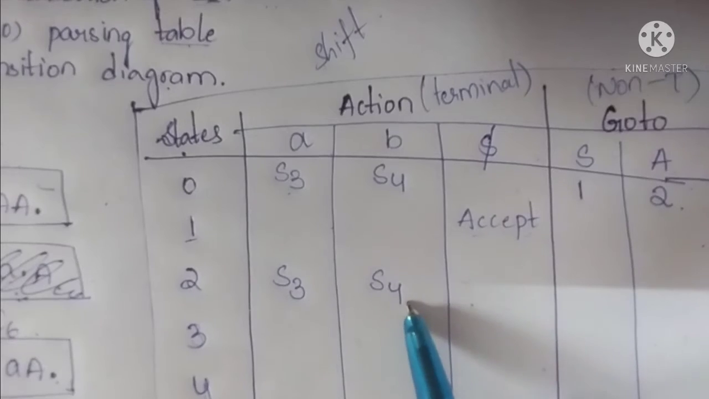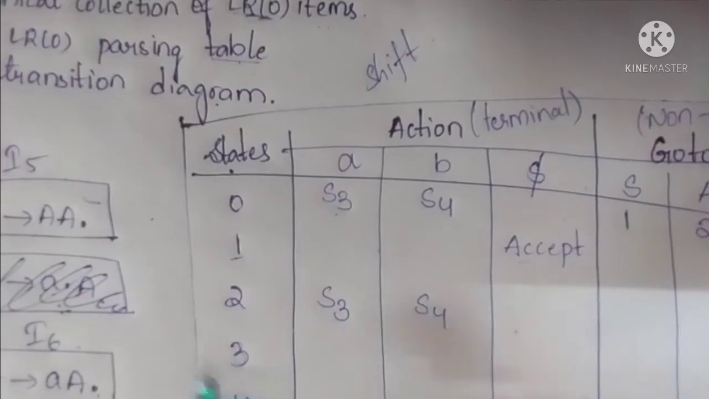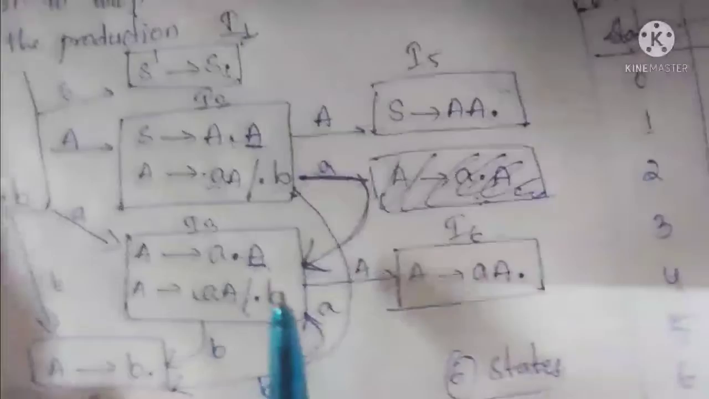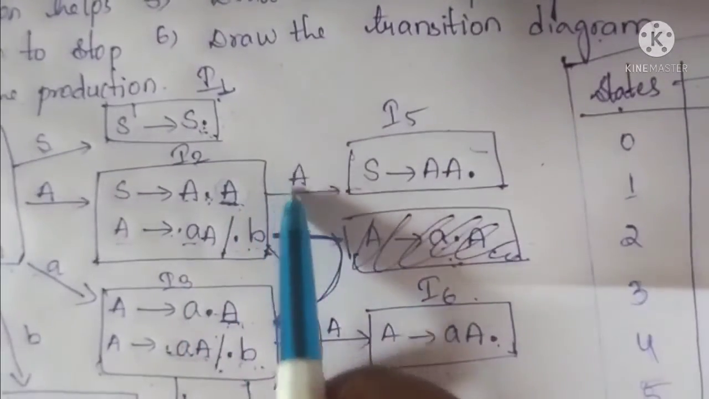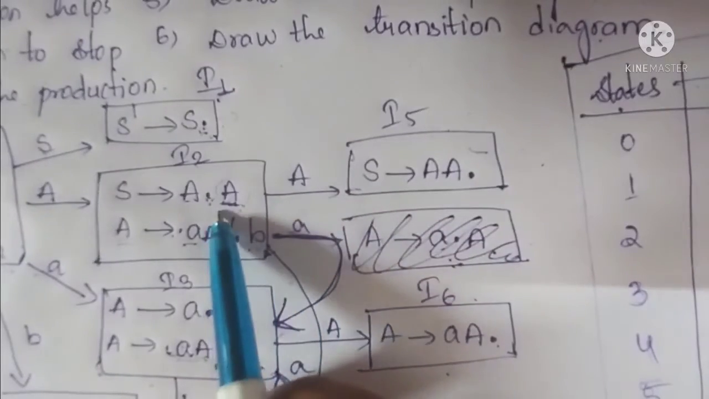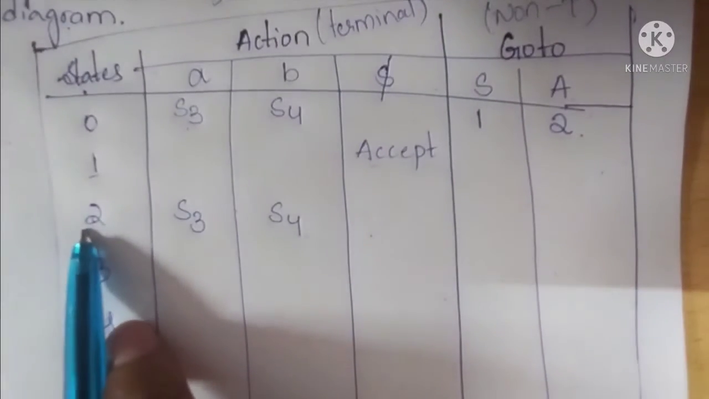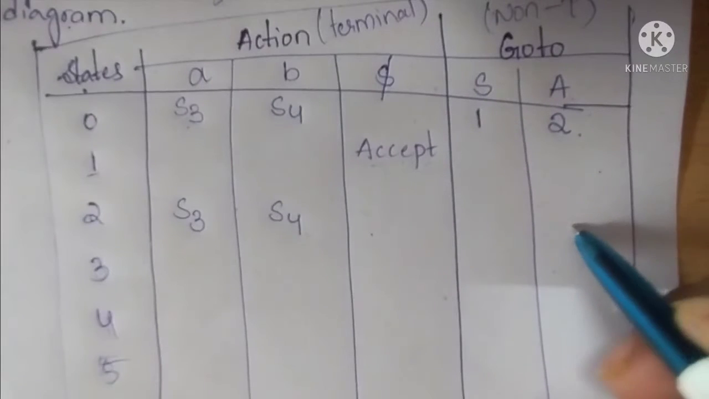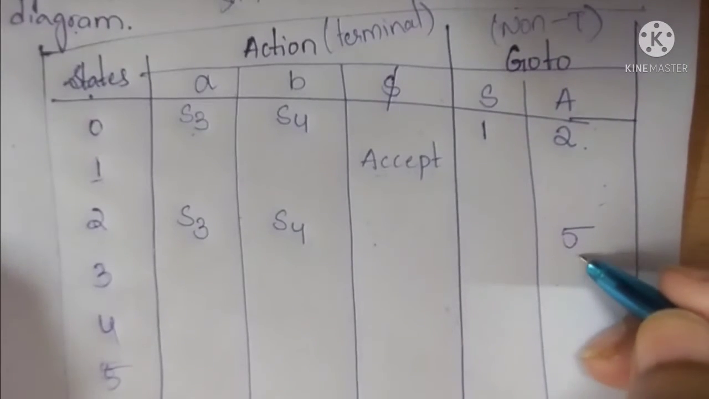Next check I2 on dollar. For dollar there will be no predictions. So check I2 on S. Check where it is moving from I2. S is not moving, we are having only A. From I2, A is moving to I5. So here in the goto states you have to write only the numbers, that is 5. You should not write I5.